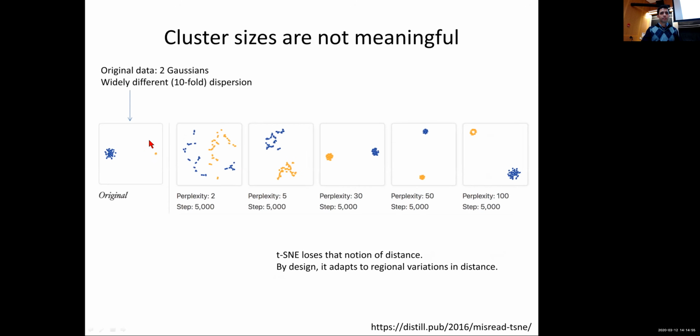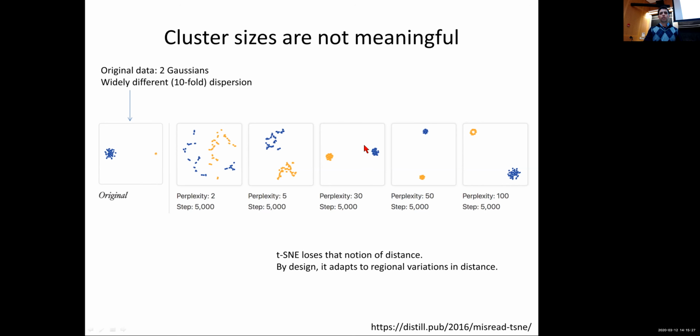The other thing to realize is even if your data is dramatically different from one cluster to the next cluster, if this Gaussian has a spread that's tenfold greater than that Gaussian, the t-SNE plot couldn't care less. And the reason for that is that it only looks at the local neighbor relationships. Okay, so it adjusts the metric by design. So by design, it adapts to your variation.